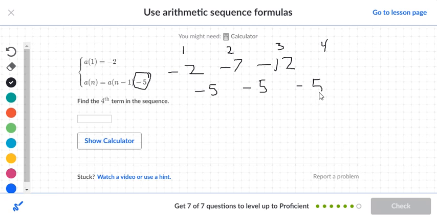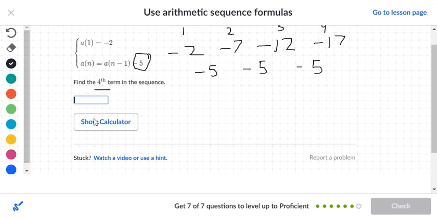Continue with the negative 5. You owe 12, but then you went back and you borrowed 5. So 12 plus 5 is 17. So this is a negative 17. Remember, we want to go 4 terms over. 1, 2, 3, 4. We want to consistently use the negative 5 here. So my answer is going to be negative 17.